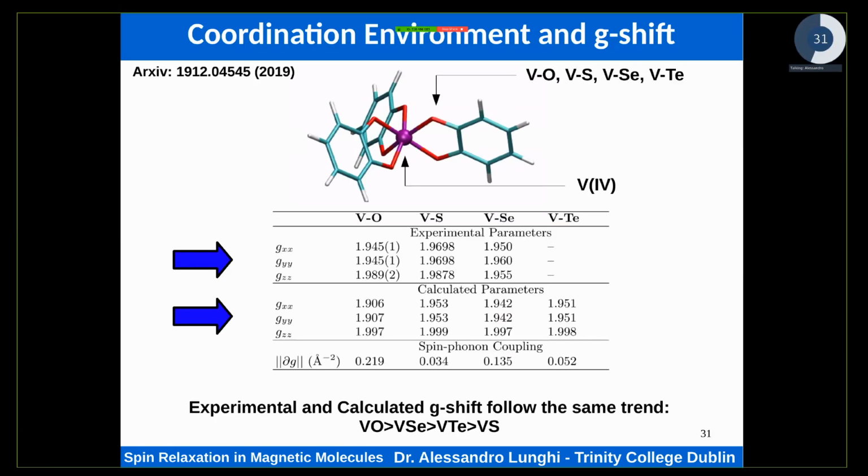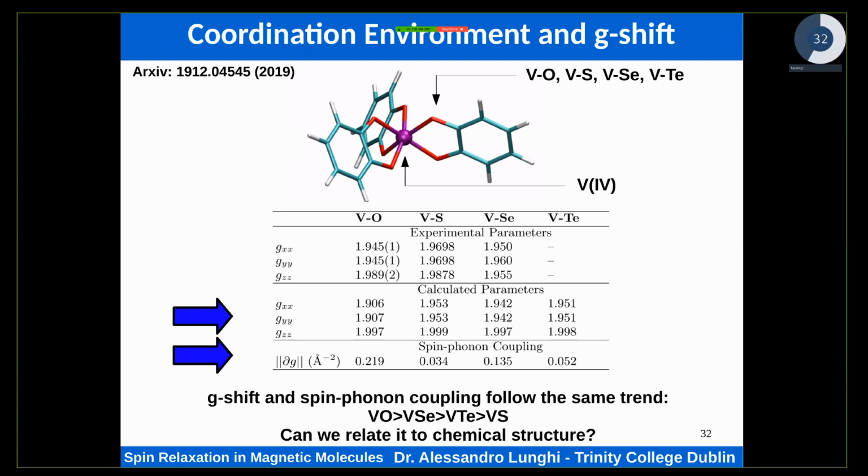So in this study, what I did is I selected this molecule here. So we still have a vanadium +4 as before, but then we're going to study a series where we change the first coordination shell ligands. Now here you have this table, so I'm not going to pretend anybody reads it, but I just want to draw your attention to two facts. The first one is that the experimental and the calculated parameters follow the same trend for this series, which is good. And the second one is that the calculated g shift also correlates with the spin-phonon coupling in this molecule. So we have this series here.